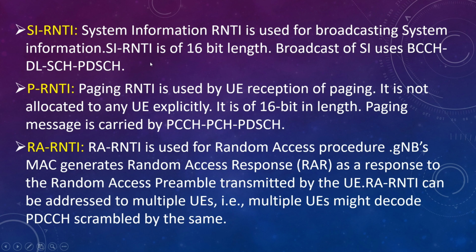Now let's come to RA-RNTI, that is Random Access RNTI. This is basically used for the random access procedure only. So the gNodeB MAC generates the random access response, that is RAR, to the random access preamble transmitted by the UE. This RA-RNTI can be addressed to multiple UEs. That is, multiple UEs may decode the PDCCH scrambled by the same RA-RNTI.